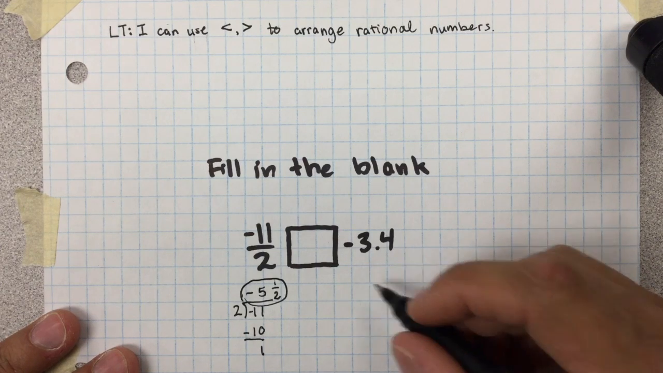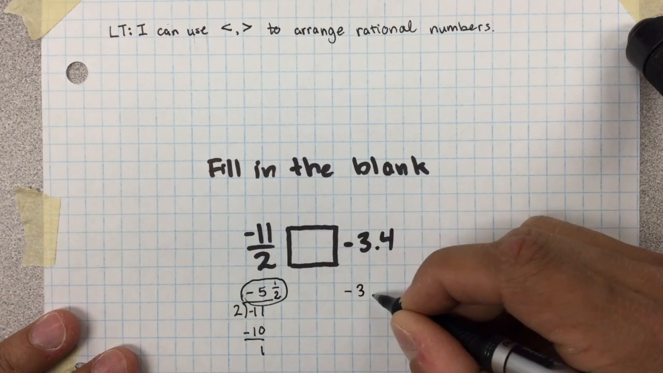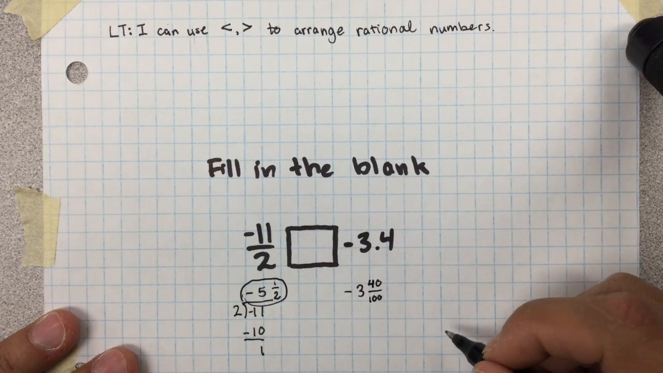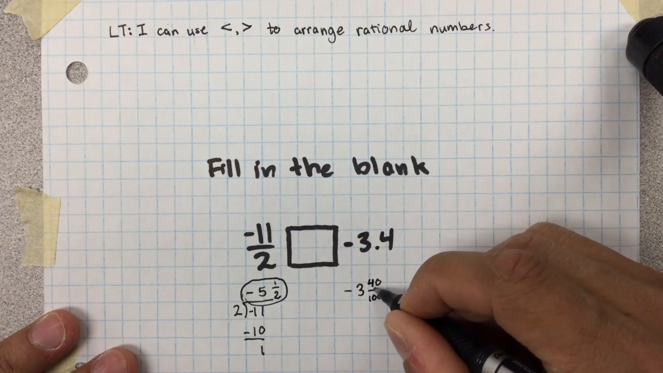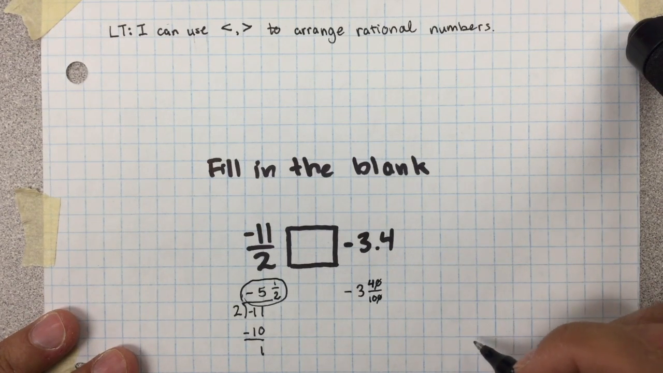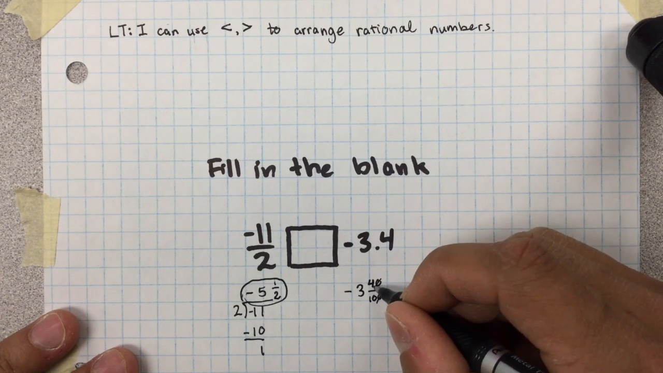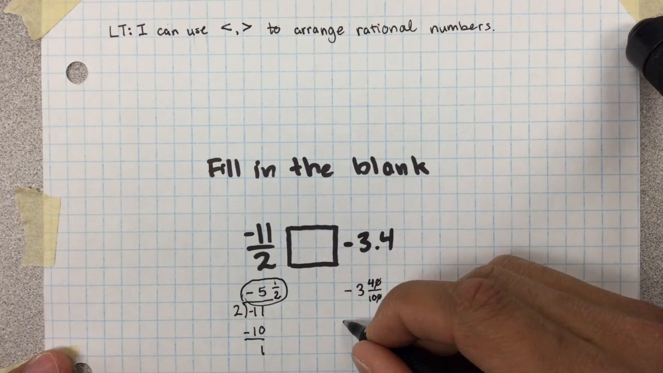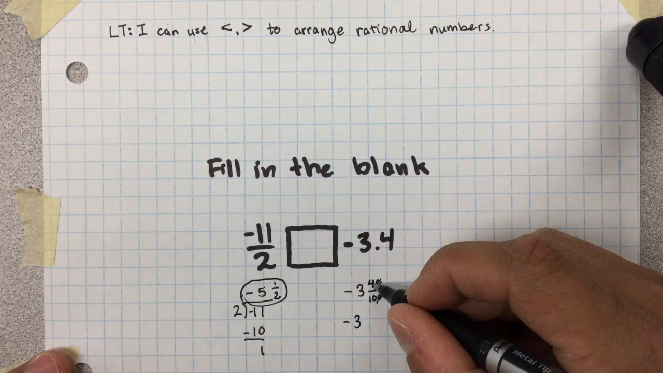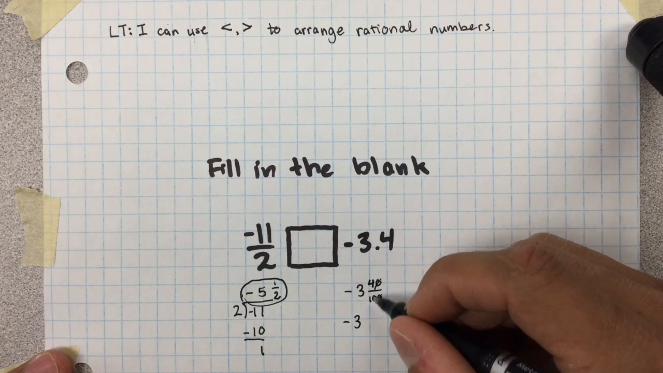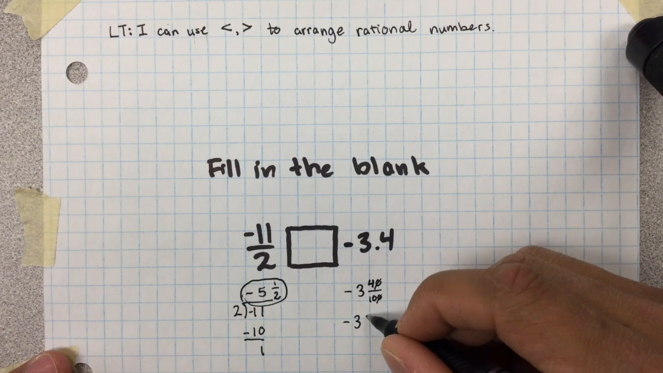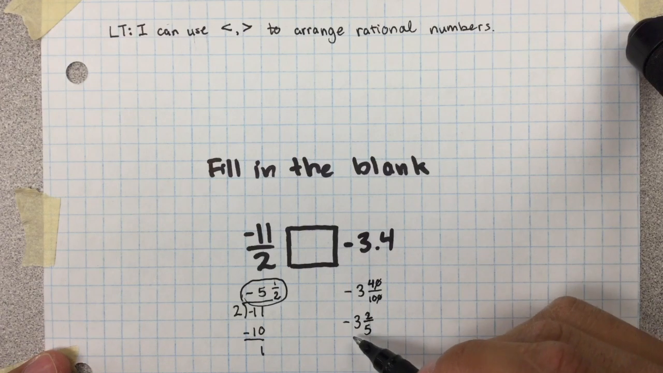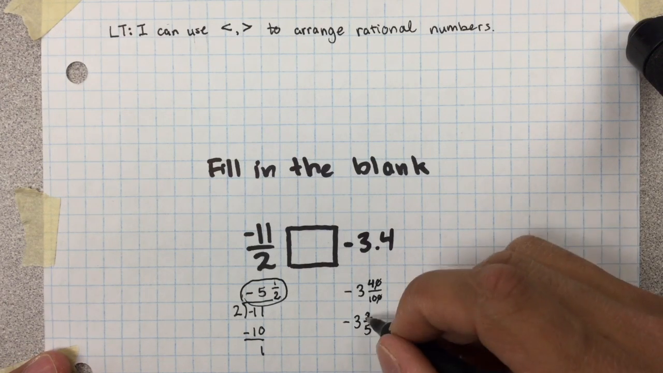Negative 3.4, we could say is negative 3 and 40 over 100, or negative 3 and 4/10. If I have 4/10, we could express this as a simplified fraction. 4 and 10 are both divisible by 2, and 2 goes into 4 2 times and goes into 10 5 times. So we could express this as negative 3 2/5.